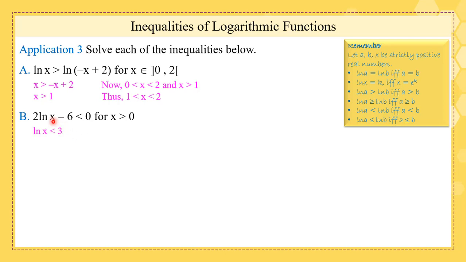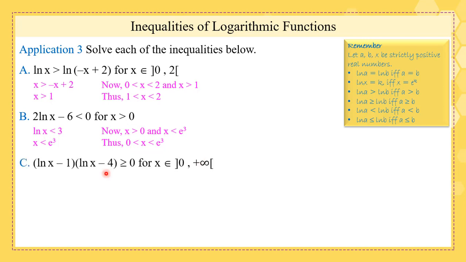So try to isolate ln x. We get ln x is smaller than 3, so x is smaller than e cubed, and it's already greater than 0, so we will get x is between 0 and e cubed. Now this inequality, try to do it alone.